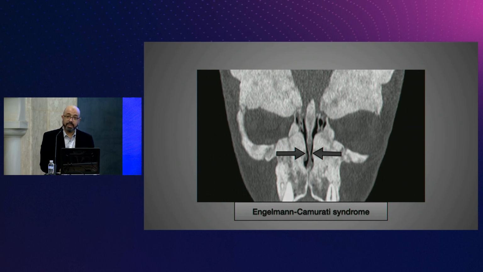It can affect the skull base. All the foramina can be affected. Cranial nerves can be involved as well.